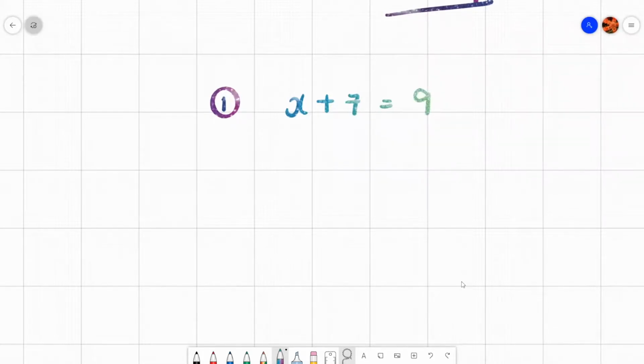The x is positive here, and we would just draw a line at the equal sign. That is our balancing line. We then need to get rid of anything that is not x. So in this situation, it's plus 7. To get rid of it, we do the opposite. We subtract 7 on both sides. 9 take away 7 is 2. 7 take 7 is nothing, and we are just left with x.